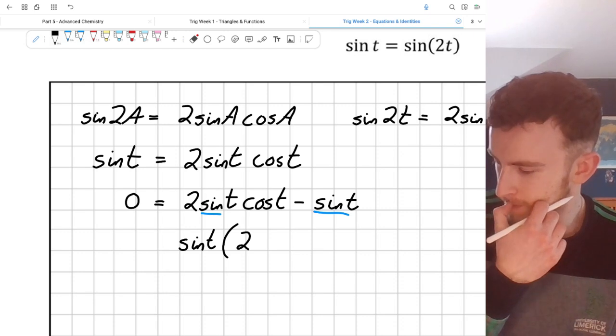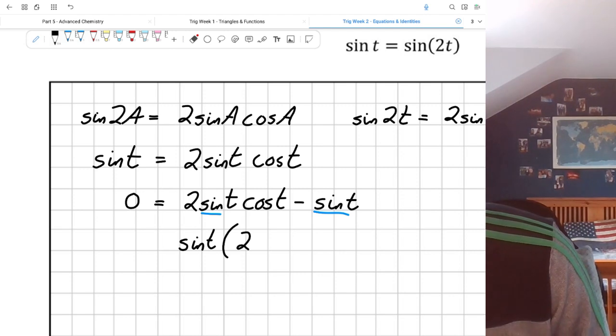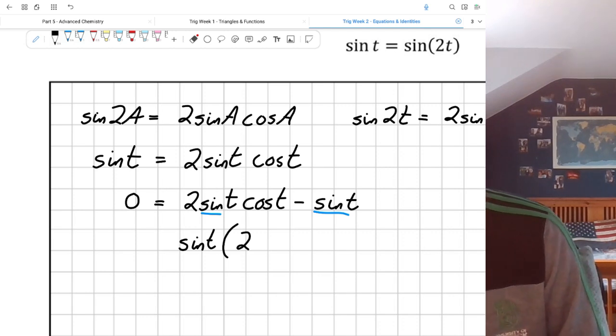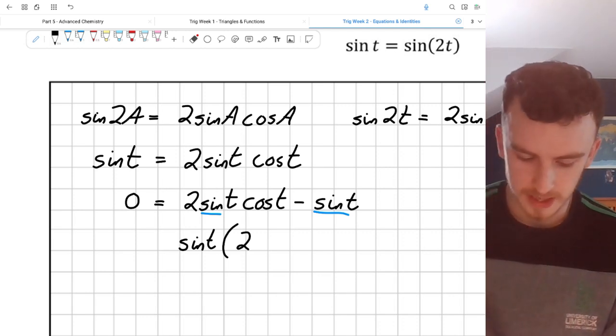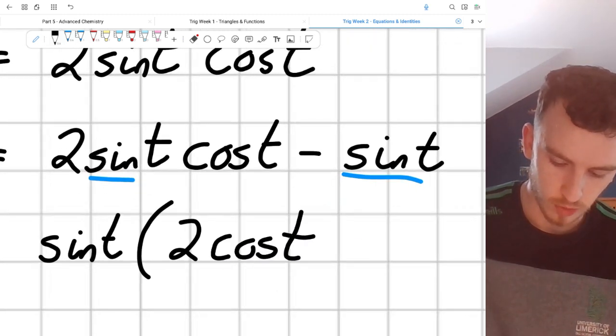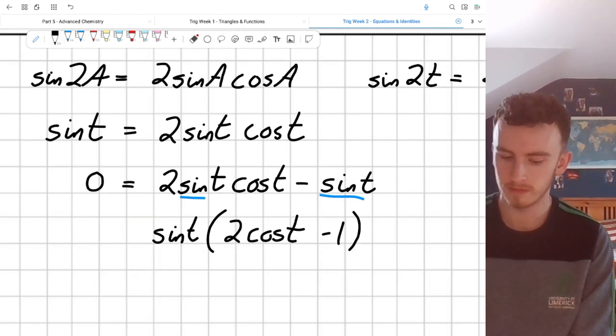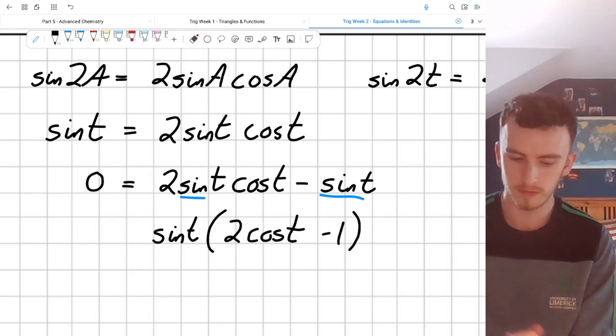Oh, I've done this the wrong way around. So I'm looking at my solution from earlier. Will this still work out? Let me see. Let's go with it and see. So this will give me then 2 cosine t minus 1, and that's equal to 0.